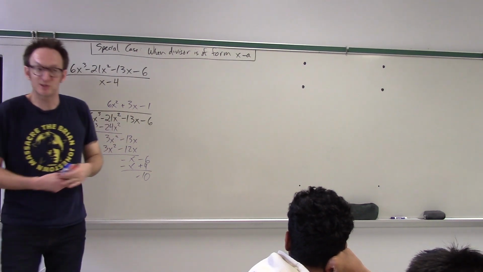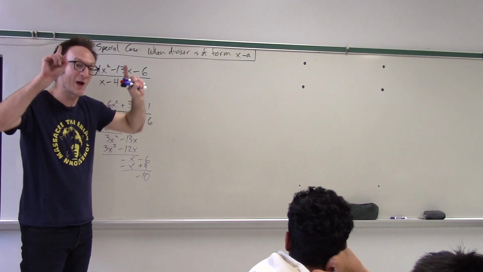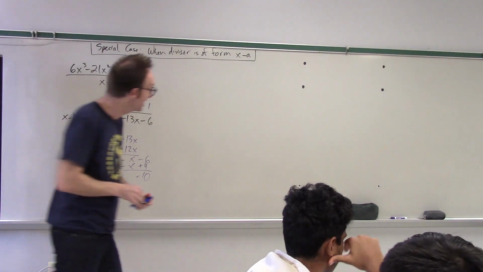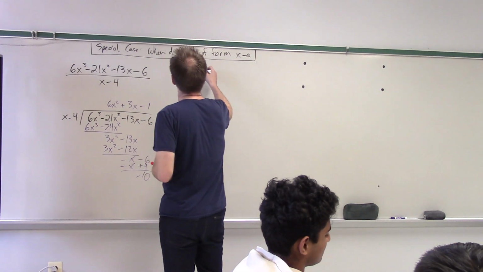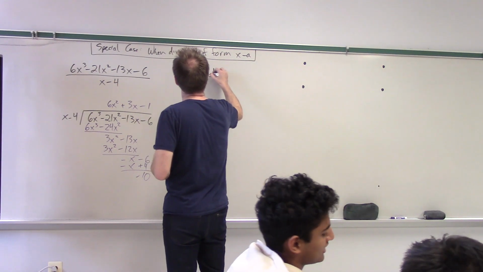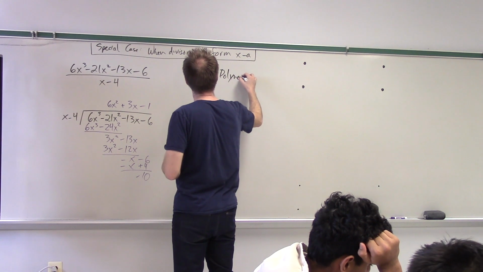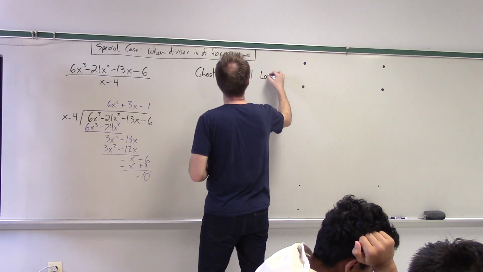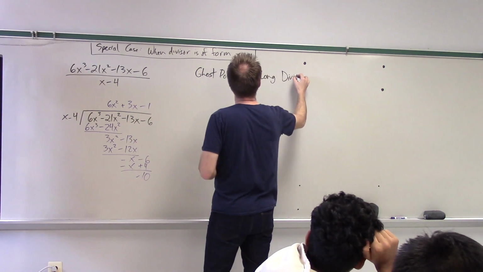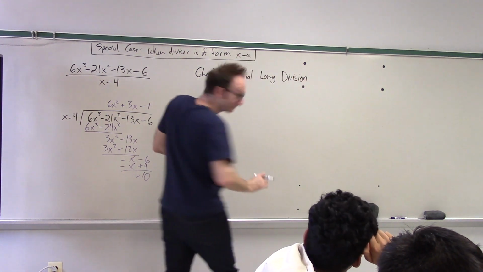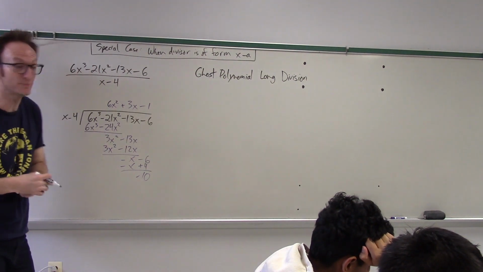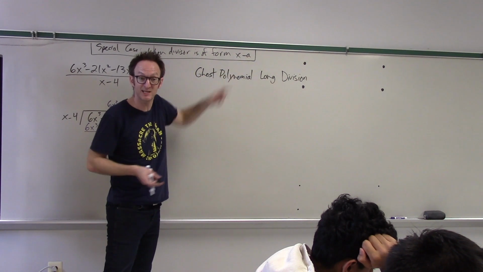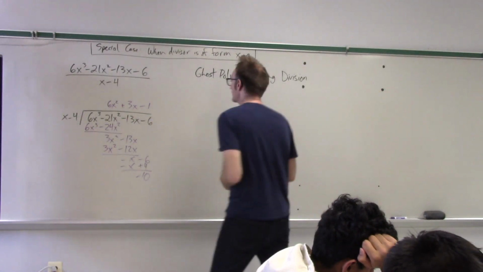Okay, so I shall now introduce to you a new and improved, more efficient version of polynomial long division. It is called ghost polynomial long division. Ghost polynomial long division is just like regular long division, but faster, or is it? Once again, it applies only in the case when I'm dividing by something of the form x minus a. Okay, so watch what happens in ghost polynomial long division.